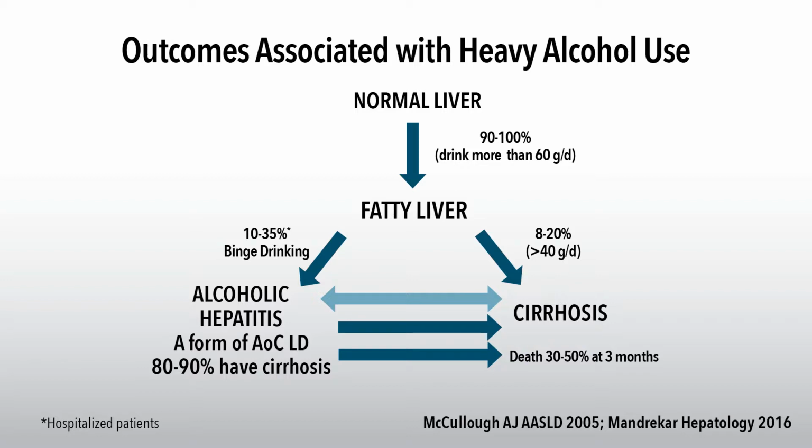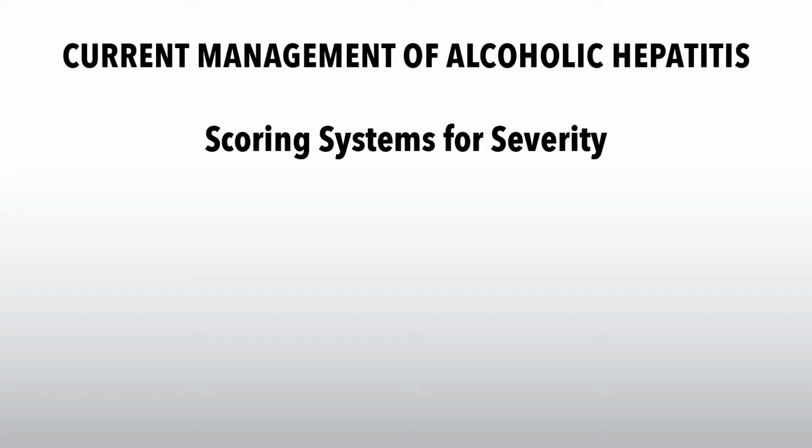And as we mentioned, this acute on chronic liver disease, especially in cirrhotic patients, can have a mortality rate of 30 to 50% at 3 months. So we really must know how to manage these patients, optimize treatment, and improve 30-day mortality rates. One way to assess those patients and predict short and intermediate term outcomes is to use scoring systems for severity. And let's go a little bit deeper into these scoring systems now.